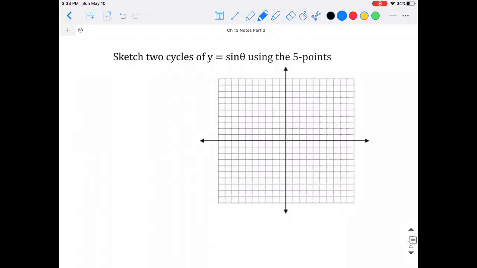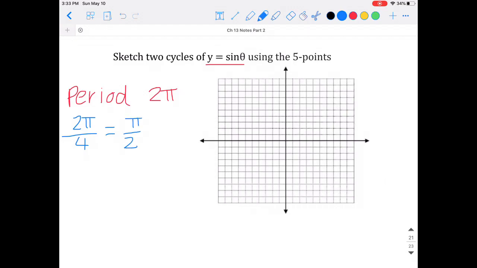So let's look at an example for sketching. Sketch 2 cycles of y equals sine of theta using the 5 points. So first thing we have to do is determine the period of y equals sine theta. The period, we know, is 2 pi over b. In this function, b is 1, so our period is just going to be 2 pi. Next step when we're sketching, we have to divide that by 4. So 2 pi over 4, when we simplify, gives us pi over 2.